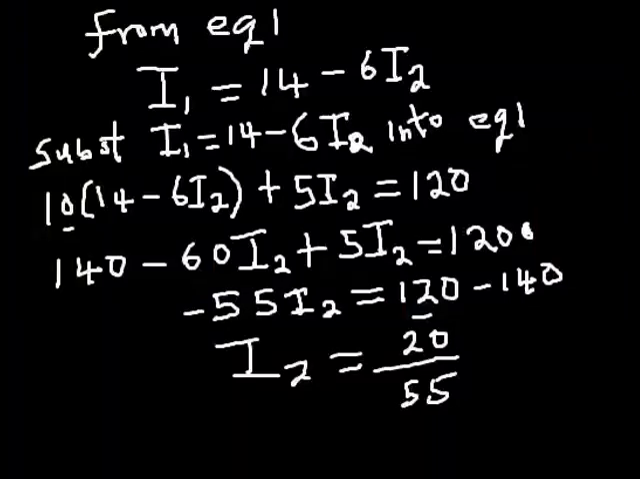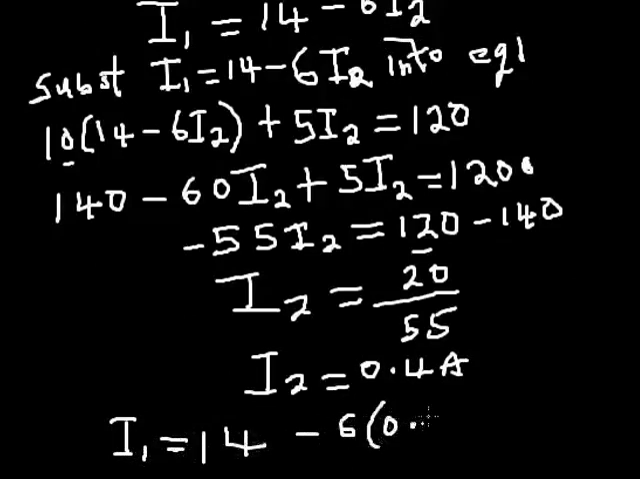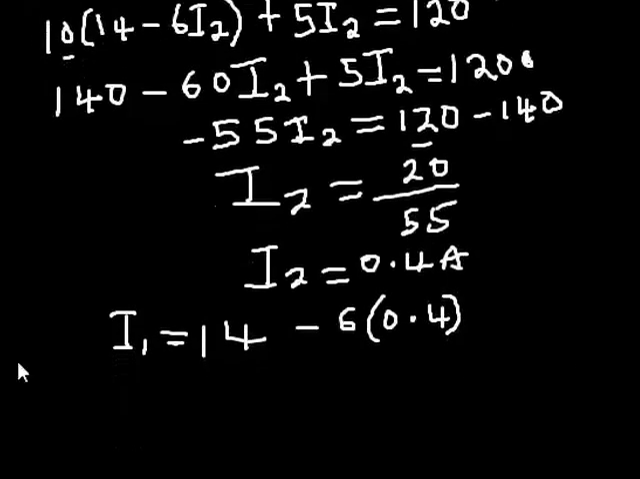All right, so that's going to give me 20 divided by 55. So 0.4 approximately, 0.44 ampere. Okay, so for me to get I1 now, I have to put I2 into this equation. So I1 now is going to be equal to 14 minus 6 times 0.4.